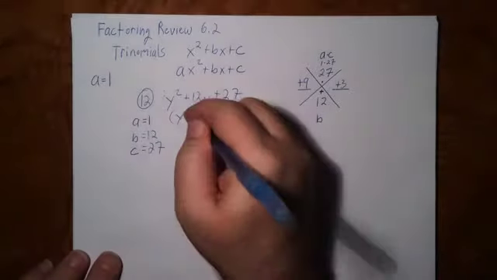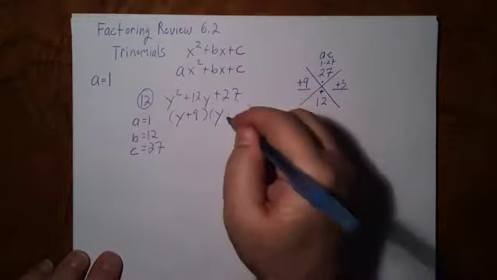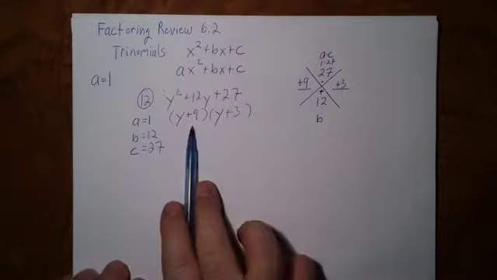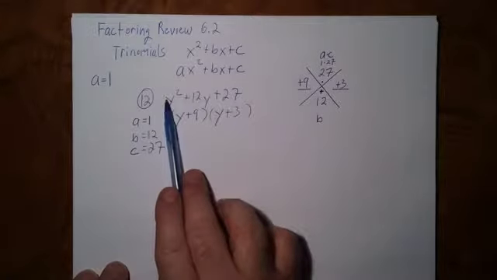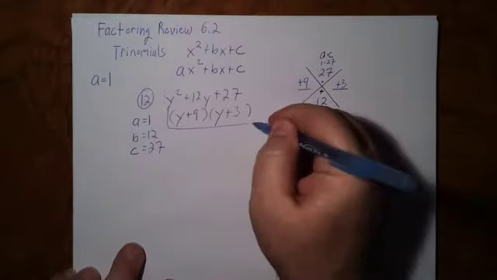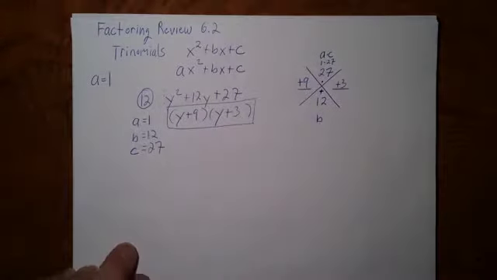So we're going to go ahead and put the plus 9 here and the plus 3 here. And now we have found the two binomial factors for the trinomial y squared plus 12y plus 27. So we have successfully factored this trinomial.